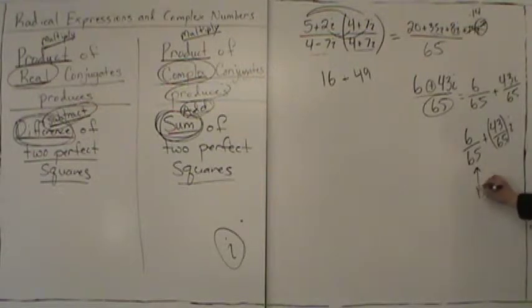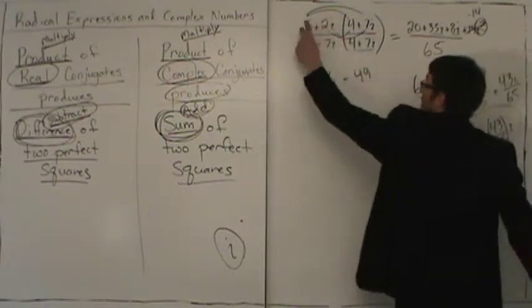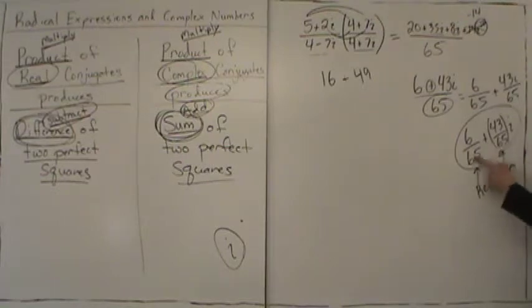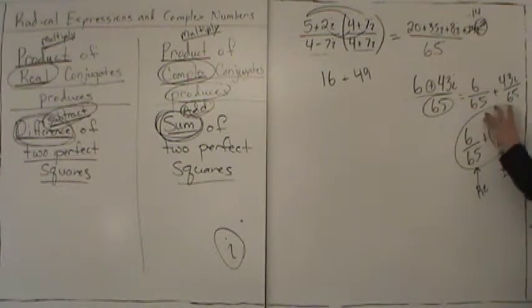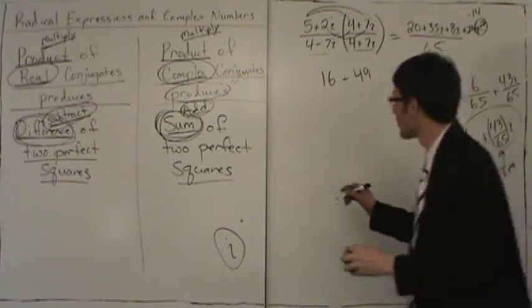Do you see a real part and an imaginary part? Yes, you do. The division of two complex numbers results in a complex number with a real and an imaginary part. Yes, it does. Now, one more.